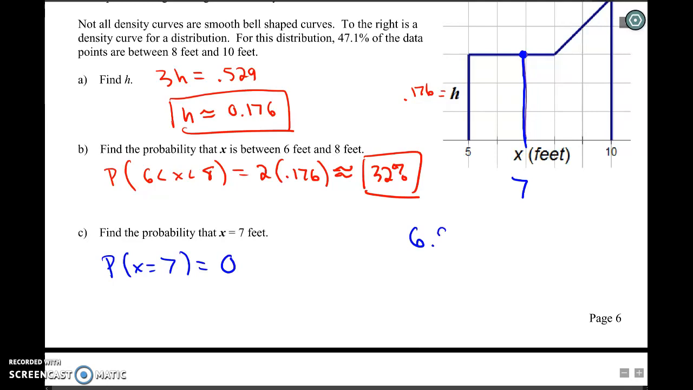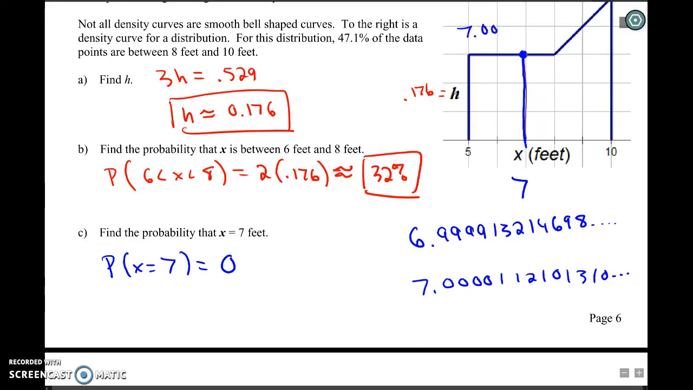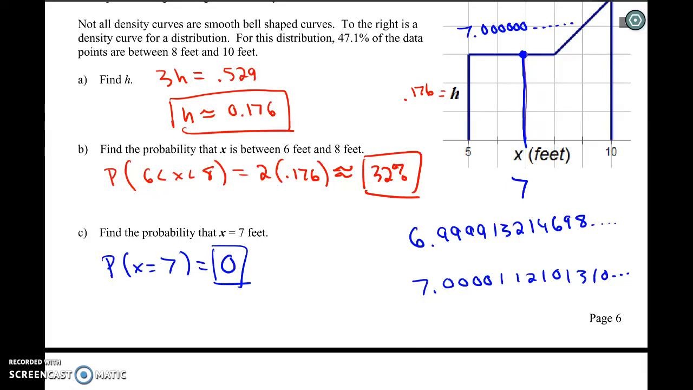You could have a point that is 6.99991321468, right? And another point that is 7.000112101, on and on and on. So when I ask you what's the probability that x is exactly equal to 7, I'm asking you what's the probability that x is equal to 7.000000 with infinitely many zeros after it. And in a continuous distribution, the probability of getting 7 with exactly infinitely many zeros, it's nil. It's impossible. So in a continuous distribution, the probability of getting any one value is equal to 0. Okay?